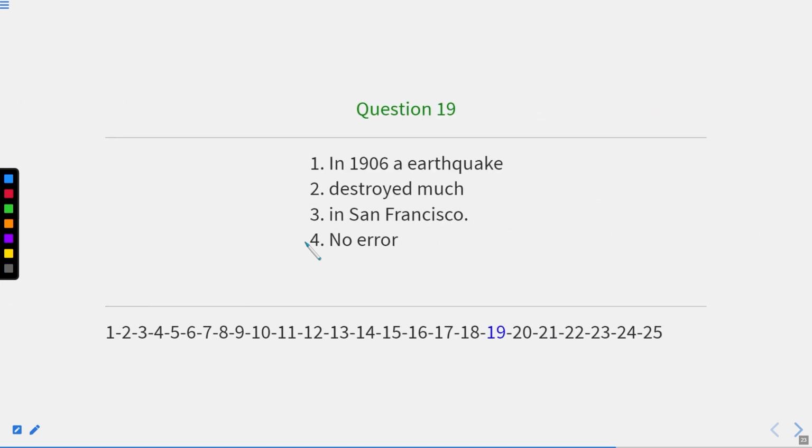In 1906, a earthquake destroyed much in San Francisco. Now, if we talk about earthquake, it is beginning with earth, and this is somewhere like beginning with a vowel sound. The pronunciation of this word is beginning with a vowel sound. If you say earth, it is somewhere like beginning with a. So it is creating the vowel sound when we pronounce this word. So this a should be replaced with n. So the correct answer will be first, that is an earthquake. In 1906, an earthquake destroyed much in San Francisco.